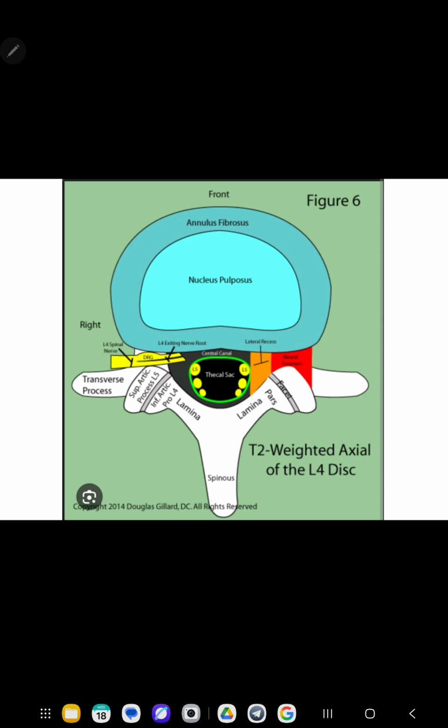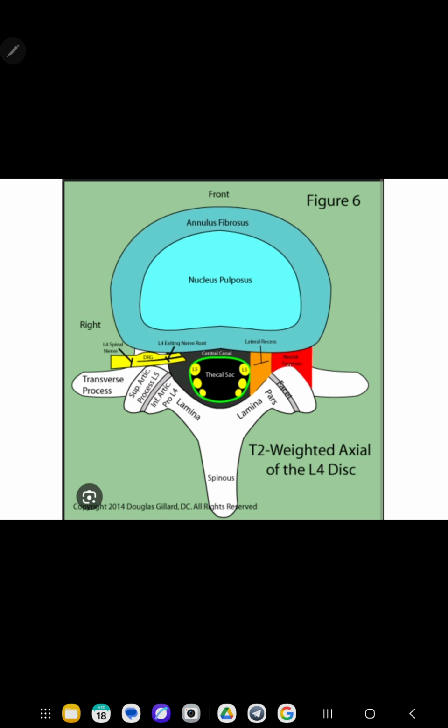In a pictorial representation of the vertebral body, outside is the annulus fibrosus and inside is the nucleus pulposus. Here we can see the pedicle, the transverse process, the lamina and the spinous process, and the facet joint between the superior and inferior articular processes. Here we can see the thecal sac, with the spinal cord inside. This is the central canal region, and this is the lateral recess region. Close to the pedicle and the facet joint is the lateral recess, and then you have the neural foramen.